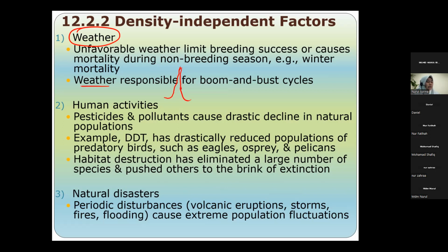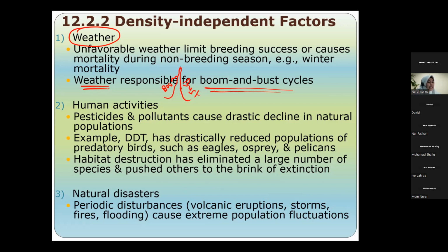So weather also responsible for boom and bust cycle. So this is what we call as boom and bust. Boom is when the population increase exponentially, right? But bust, it is sudden decrease in the population size due to factors like weather, okay, shelter and whatnot. Okay, so ni kita panggil boom and bust.